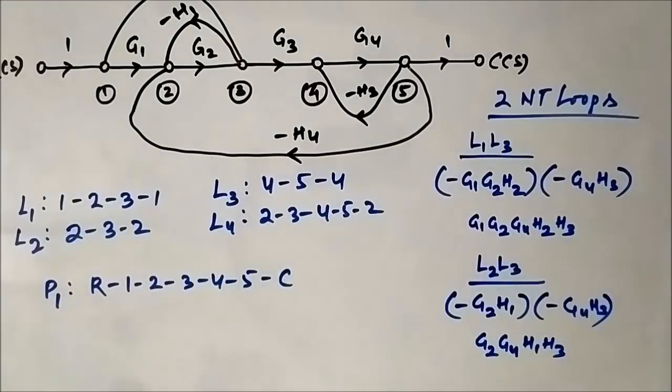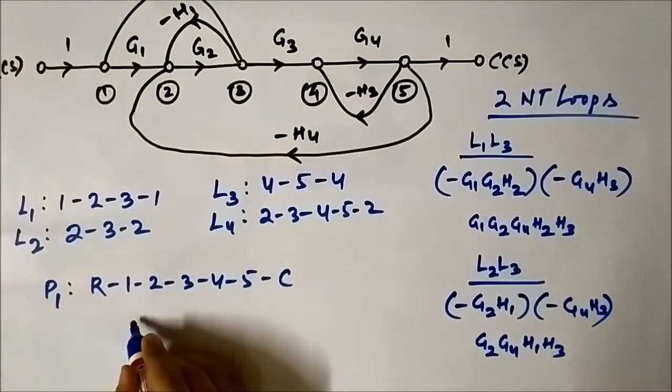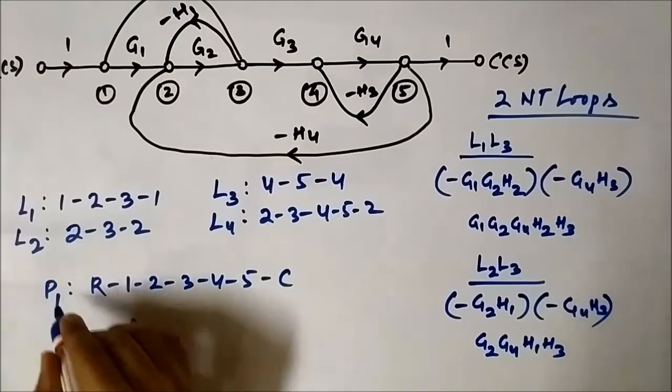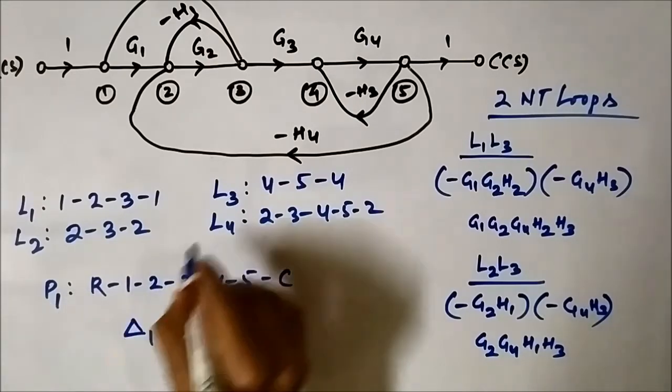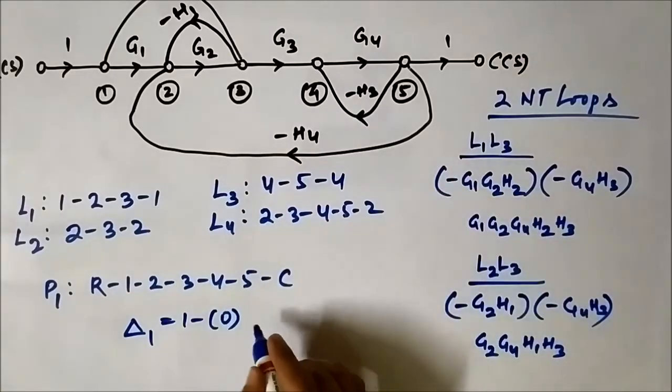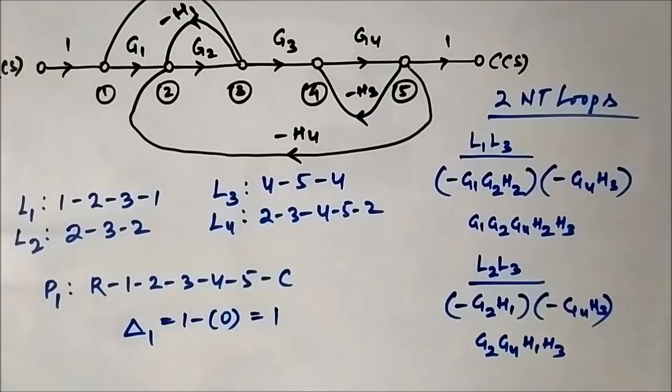So P1 is touching all the loops, so the path factor for forward path P1 is 1 minus 0, since it is touching all the loops, so it is 1. Okay, so we have got everything. Now we just have to put in the values.